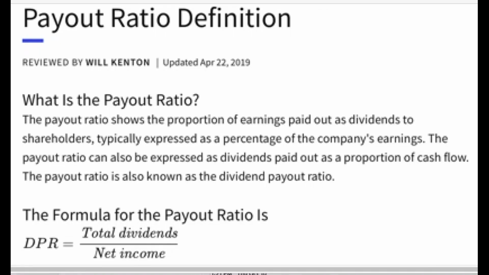So now let's get into payout ratio. What is a payout ratio? The payout ratio shows the portion of earnings paid out as dividends to shareholders, typically expressed as a percent of the company's earnings. The payout ratio can also be expressed as dividends paid out as a portion of cash flow. The payout ratio is also known as the dividend payout ratio. So how do we get that? We take total dividends divided by the net income, and we get the dividend payout ratio.